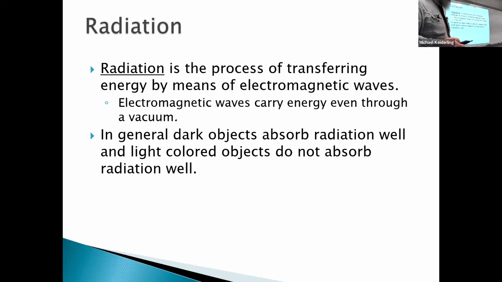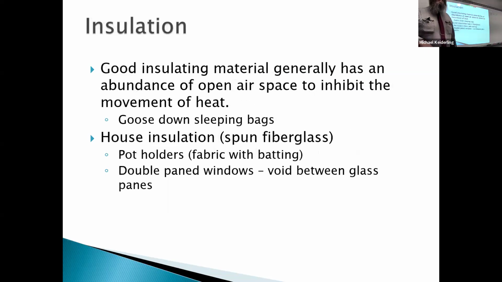For something that's designed to stop all forms of heat transfer, good insulating material generally has an abundance of open airspace to inhibit the movement of heat, but it's also set up in such a way that that air can't move. Like goose down sleeping bags, spun fiberglass for house insulation, or pot holders, which are fabric with batting. So there are layers, there are gaps in there.